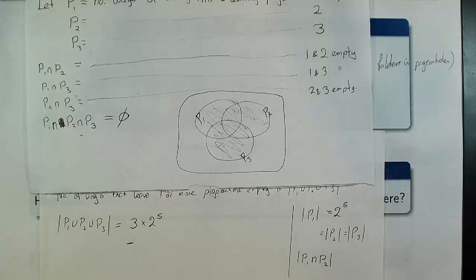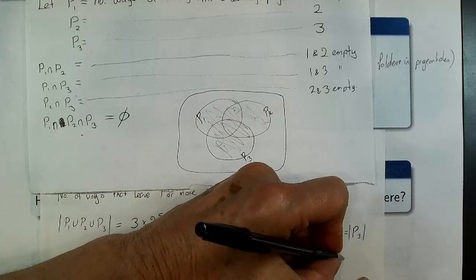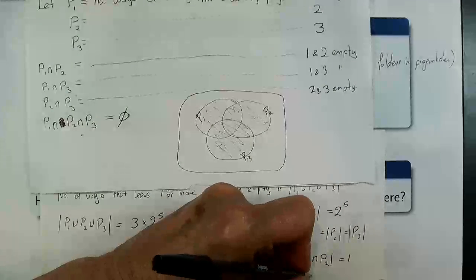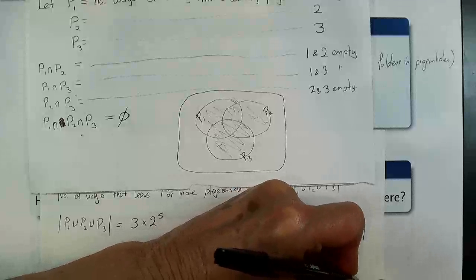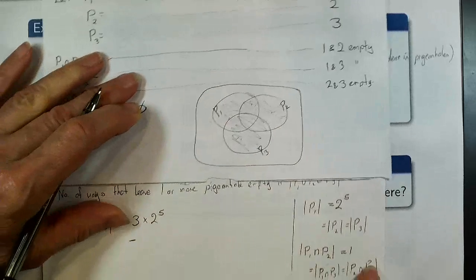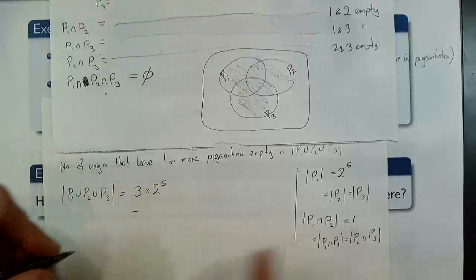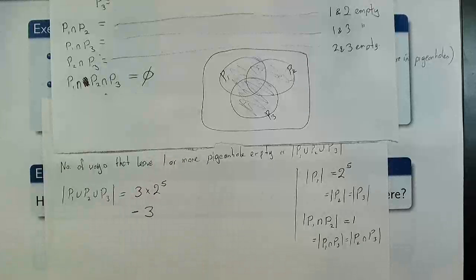I've got my 5 folders. I'm not going to use the pigeonhole named Leanne. I'm not going to use the pigeonhole labelled Charles. I've just got 1 pigeonhole there. How can I put my 5 folders into the pigeonhole? There's one way of doing it. They all have to go into the one labelled James because I can't use those 2. So that equals 1, and that's the same argument for P1 intersect P3 and P2 intersect P3. So because of that, I've got minus 1, minus 1, minus 1, which is minus 3.